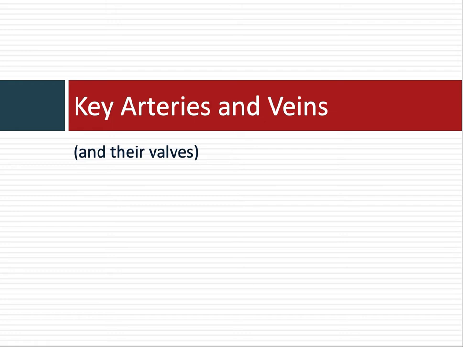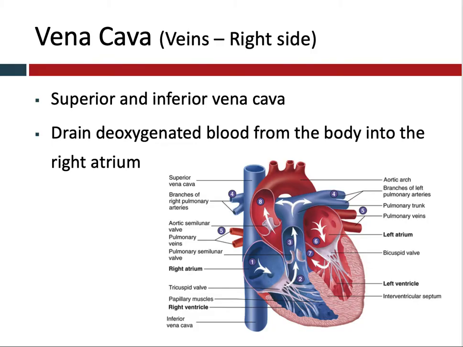In this screencast, we're going to talk about the main arteries and veins that lead out of the heart and lead into the heart. We're going to talk about two sets that lead into the heart and two that lead out of the heart. First up, we'll talk about the vena cava.